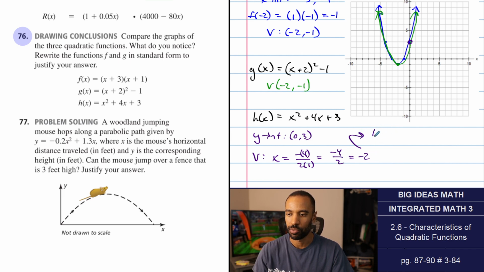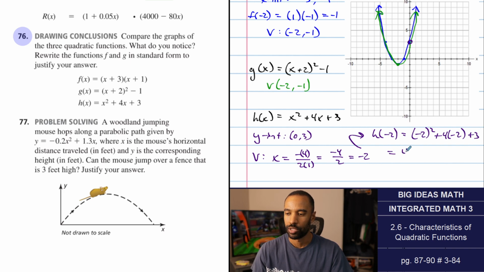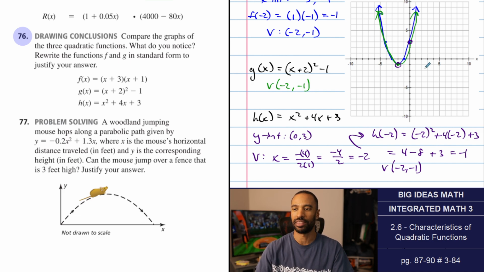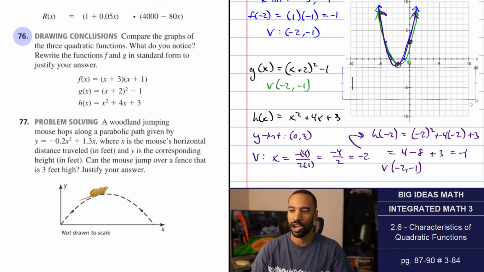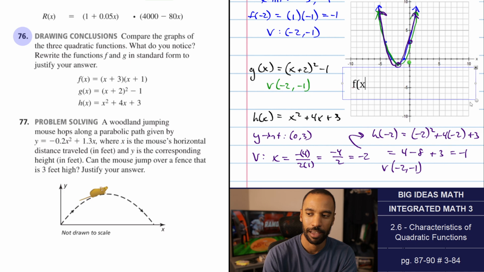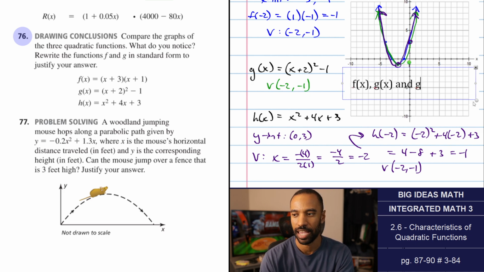Now, if I substitute that into my equation, I get negative 2 quantity squared plus 4 times negative 2 plus 3, which is 4 minus 8 plus 3. 4 minus 8 is negative 4, plus 3 is negative 1. The vertex is at negative 2, negative 1. Oh, hey, look at that right there. So what's our conclusion about all those? They are the same. f of x, g of x, and h of x are the same function.